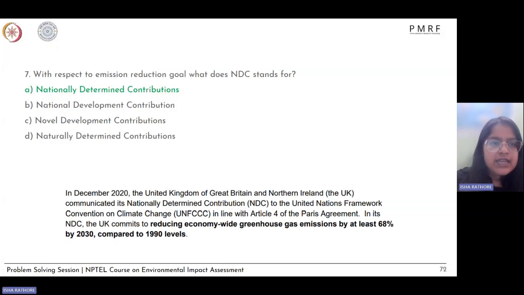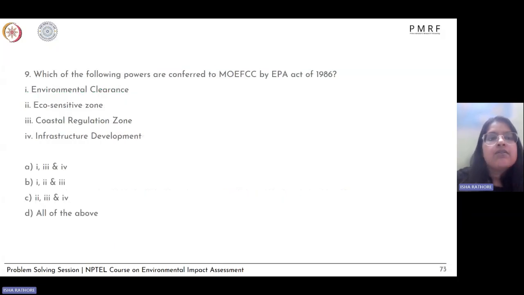Okay. So A, Nationally Determined Contributions is the correct answer. Moving on, which of the following powers are conferred to MOEFCC by EPA Act of 1986? MOEFCC is the Ministry of Environment, Forest and Climate Change. The powers are: one, environmental clearance; two, eco-sensitive zone; three, coastal regulation zone; or four, infrastructure development.